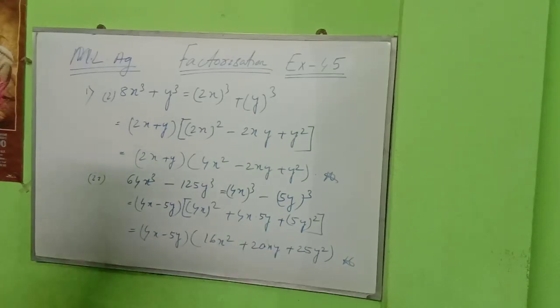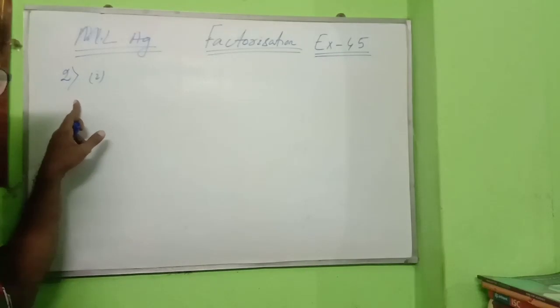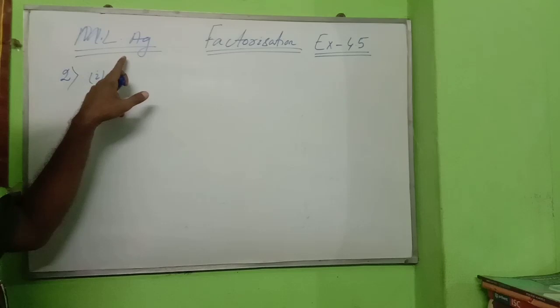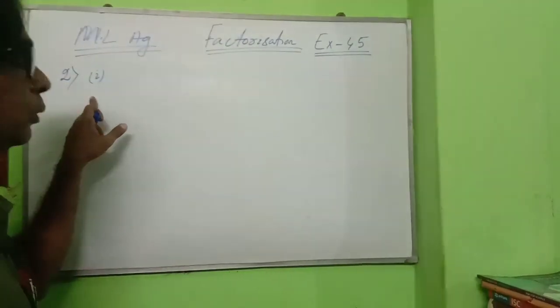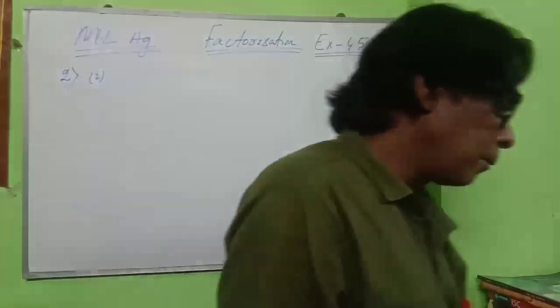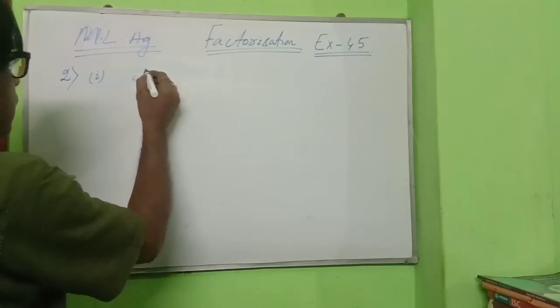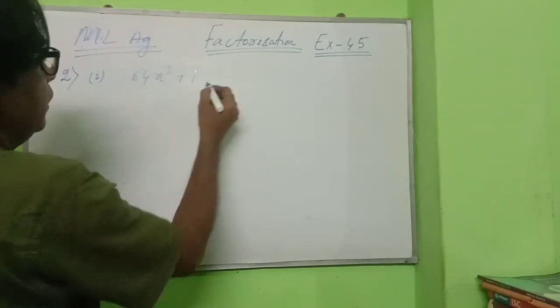Let us go to number 2. Question number 2 I am doing, the chapter factorization from the book M.L. Agarwal for class 9, exercise 4.5. See the question number 2, first part. The question is given like this: 64x cube plus 1.